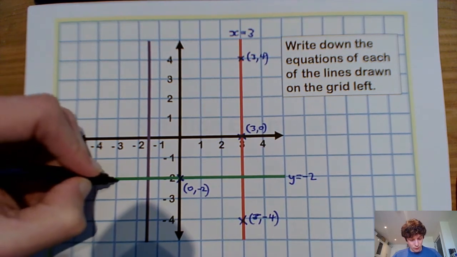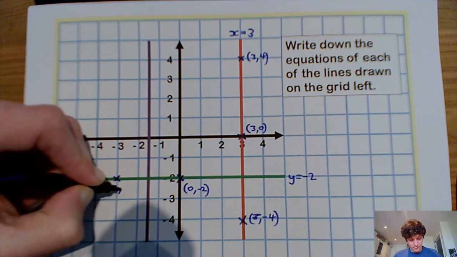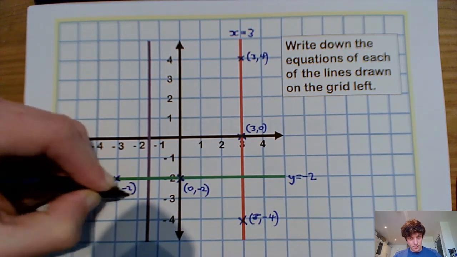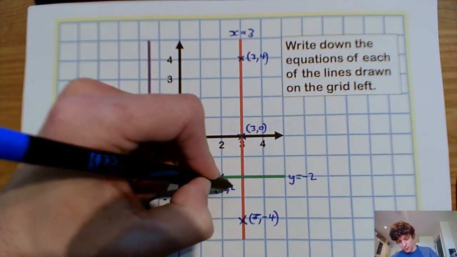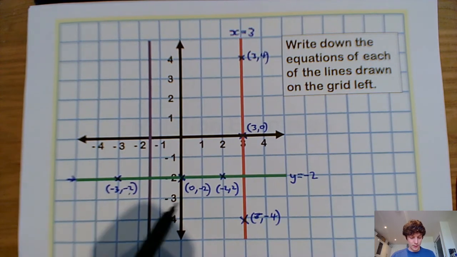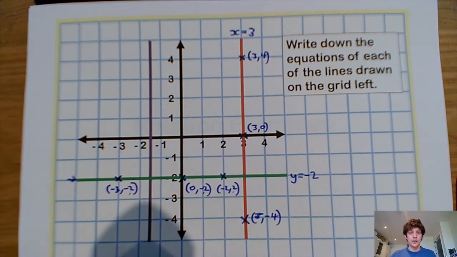And I can check that on a couple of points. This here is (-3, -2). This coordinate is (-2, -2). For any coordinate on that line, I can see that the y value is always negative 2. So that's the line y equals negative 2.